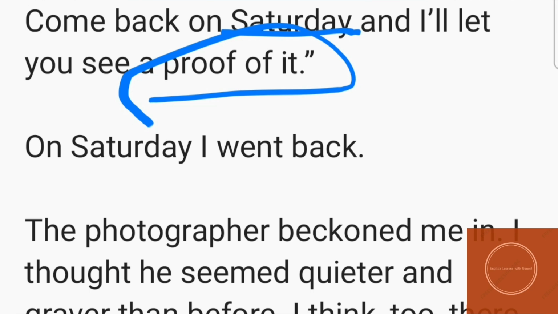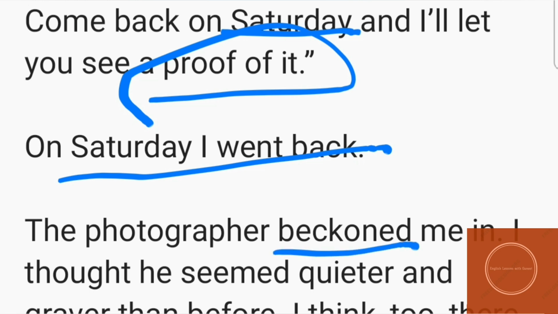So now the person goes away, and when does he come back? He comes back on Saturday. So the line is: "On Saturday I went back. The photographer beckoned me in." Beckoned means called me in. "I thought he seemed quieter and graver than before." Earlier, in the starting of the story, we had said that he was a grave man, and here also now he looked quieter and graver. Graver means he looked even more serious than he was before.